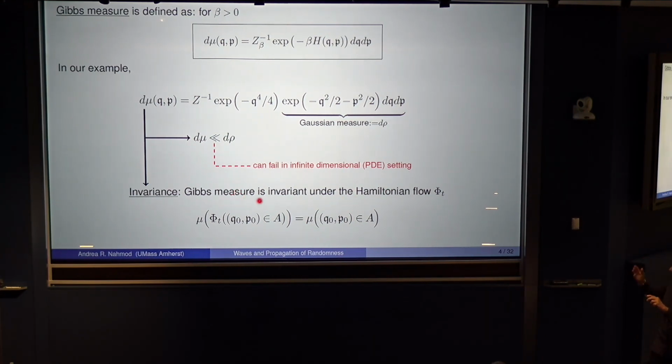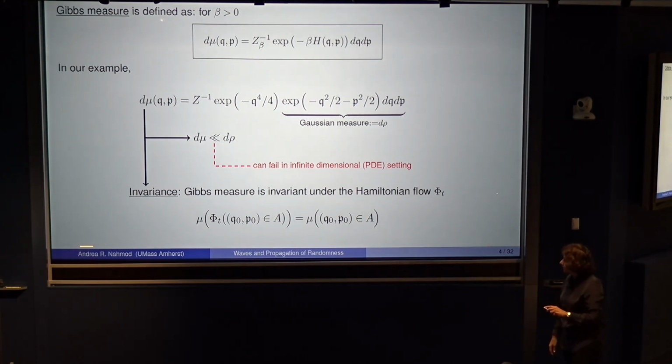So this measure is actually invariant under the Hamiltonian flow, which I call phi of t, which just means that if you take an initial ball and you flow this ball under the Hamiltonian flow, then the measure of the initial ball and the measure of the flowed ball is the same.